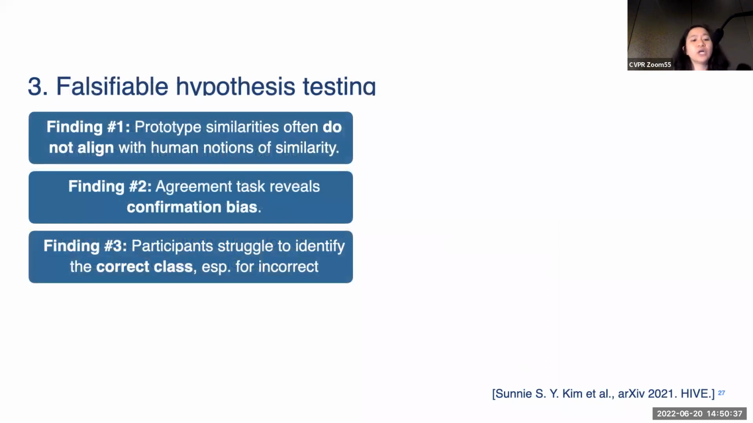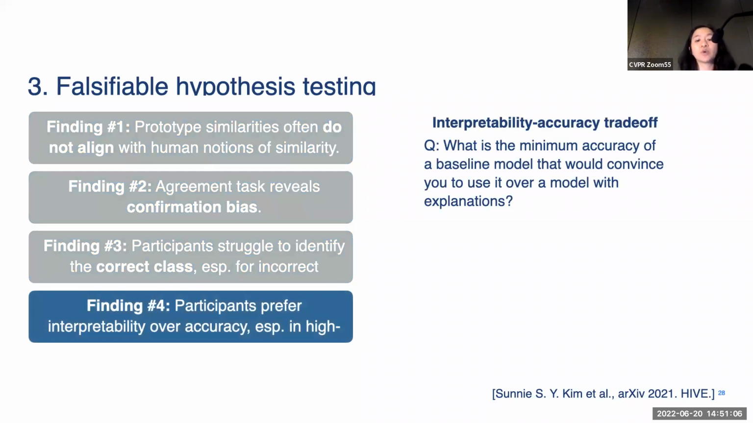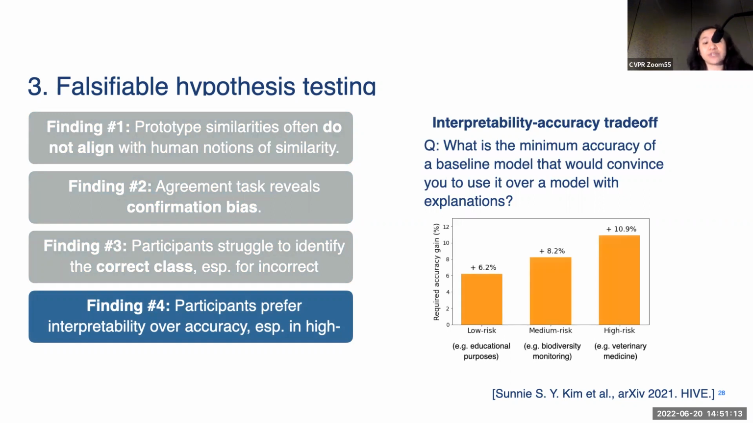Recall that our third goal was to enable falsifiable hypothesis testing. Our key findings are an example of just that, where we test and either validate or reject hypotheses about explanations. Our first finding tested the hypothesis: do prototype similarities match human notions of similarity? It rejected that hypothesis. At the end of our studies, we asked our participants a more subjective question, asking them to specify on a sliding scale how much more accuracy they would require a baseline model to have over a model with explanations. We asked participants to answer this question for 3 settings.